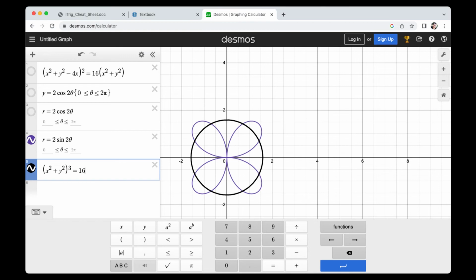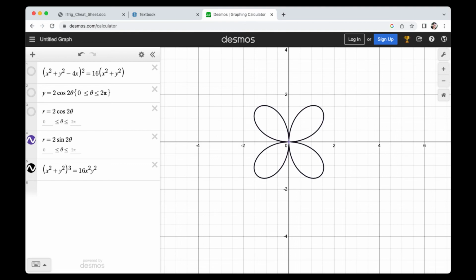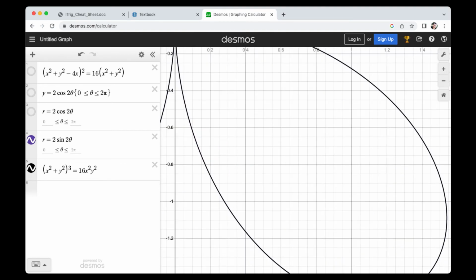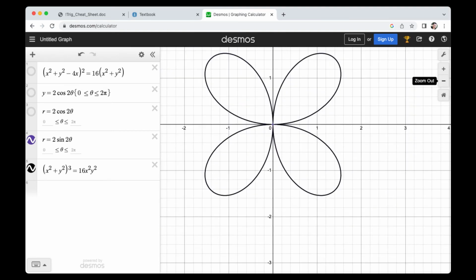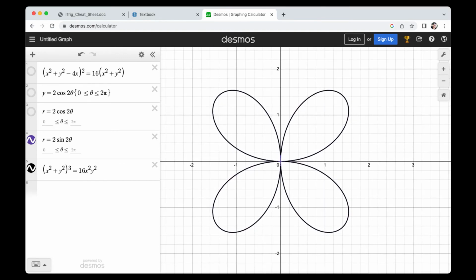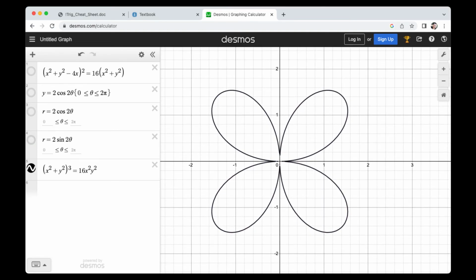16 x squared y squared, ladies and gentlemen. Sure enough, what's the deal? It looks like we're good to go on that one, okay? See that? It is the same.